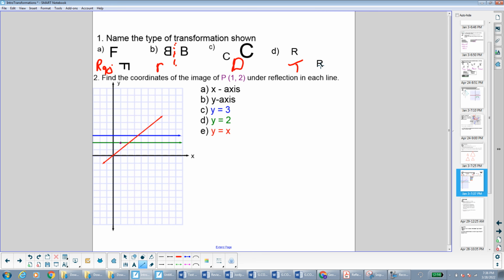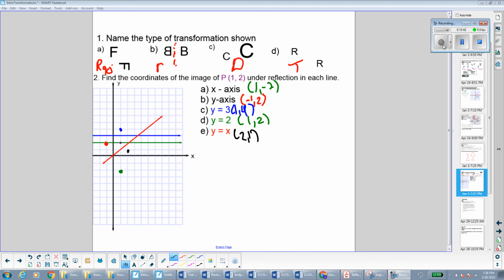For number 2, it says find the coordinates of the image of P(1, 2) under a reflection in each line. Take a second, see what it is, and then you'll get the answer. Here are the answers. Keep in mind that basically what you're doing when you're doing a reflection is you are making sure that your pre-image point and your image point are equidistant from the line of reflection.